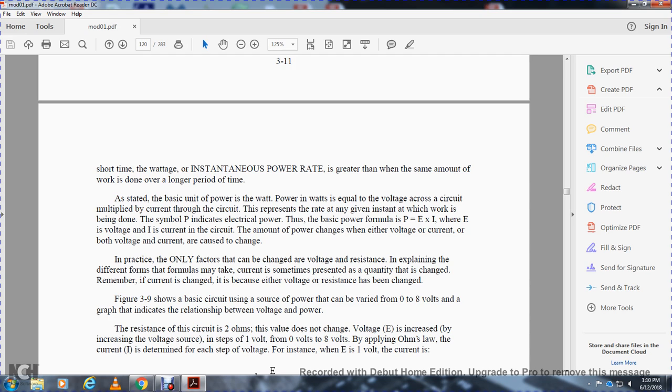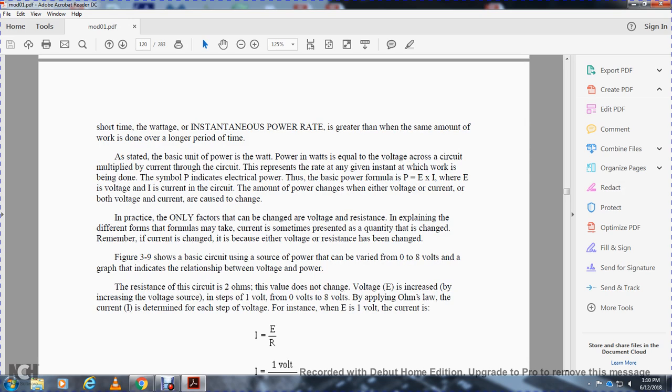Sometimes we are presented with the quantity which changed. Remember, the current is changed because either the voltage or the resistance has been changed. Figure 3.9 shows the basic circuit using a source of power that varies between 0 and 8 volts, as the graph indicates the relationship between the voltage and power. The resistance of the circuit is 2 ohms, and the value does not change.